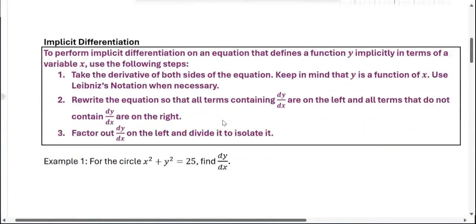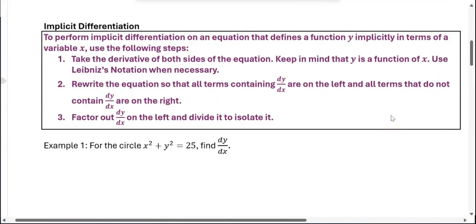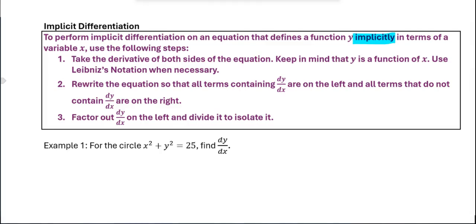So how are we going to do that? Well, it's something called implicit differentiation. And here are some steps and ideas about it. To perform implicit differentiation on an equation that defines a function y implicitly, meaning not explicitly, it's not just solved for y, it just has y somewhere in the equation, in terms of the variable x, use the following steps. Number 1, take the derivative of both sides of the equation, kind of like an algebra idea. What you do to one side, you do to the other. Keep in mind that y is a function of x. That means we'll be using the chain rule, and we're going to use Leibniz notation when necessary. So that's that dy/dx kind of notation.